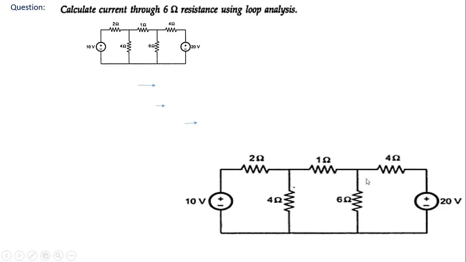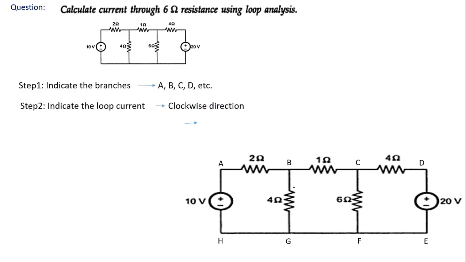First you redraw the given circuit diagram and then follow the steps. The first step is to indicate the branches. That means we are going to indicate the terminals using alphabets. First one started from A and then B. That means 2 ohm resistor is connected between terminals A and B, and then 1 ohm resistor is connected between terminals B and C. Similarly, the 4 ohm resistor is connected between C and D, and all the terminals are indicated using alphabets. It is the very first step.